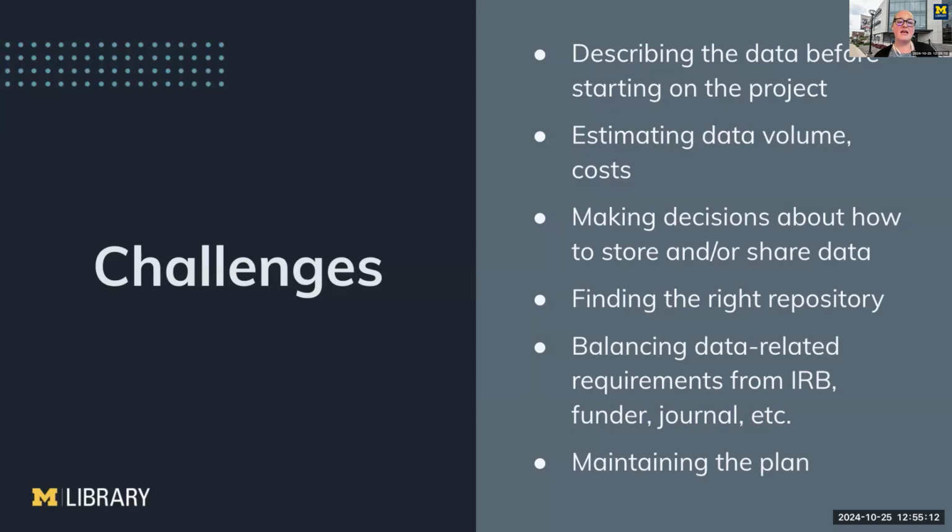And then again, it can also be a challenge to balance all of the data related requirements that you have from a variety of entities, right? So there's the IRB, the funder. If you're going to be publishing and you're aiming to publish in a specific journal, that journal might have data sharing requirements as well. And then finally, although a lot of planning and preparation go into a research project, things do not always go as planned, right? So it can be a challenge to maintain that plan throughout the duration of a project, whether things change with the data itself or the repository needs to be changed or something else happens. So this is a number of challenges that you might encounter when writing a DMP.